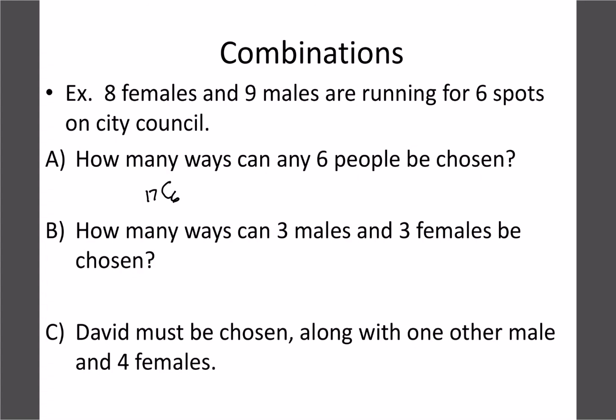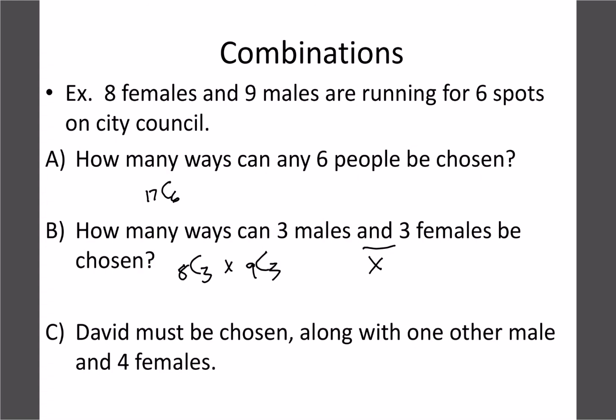Next one, we've got 3 and 3. We want 3 out of the 8 females, and we want 3 out of the 9 males. So do both of them and multiply your two answers together. Remember, anytime you see "and," we see times.